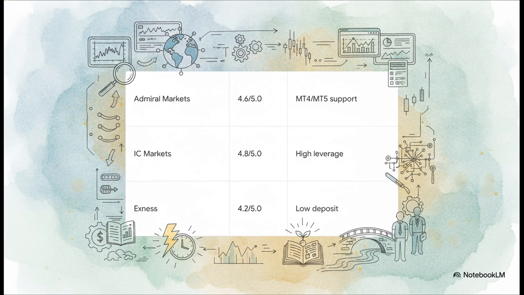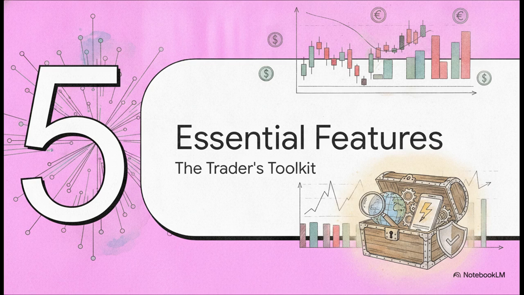Finally, we have XNES, rated 4.2. They offer competitive leverage, a very low minimum initial deposit, and strong educational resources, making them a fantastic bridge for beginners moving into experienced trading. Your job is to match your specific style, whether you're a high-speed scalper or a cautious beginner, to the right platform. And finally, Section 5, Essential Trading Account Features.